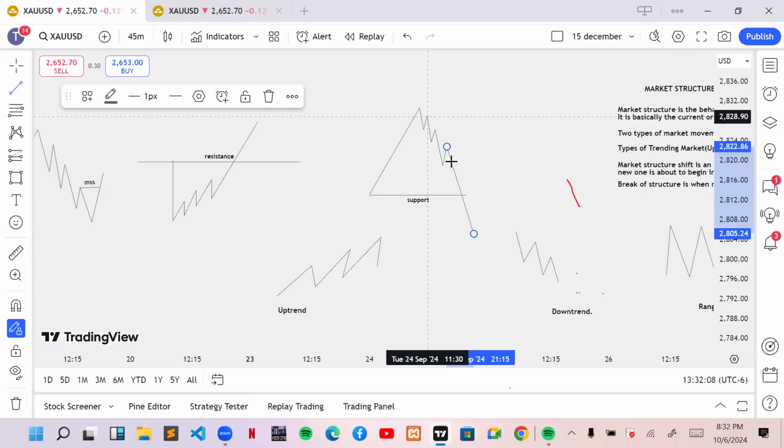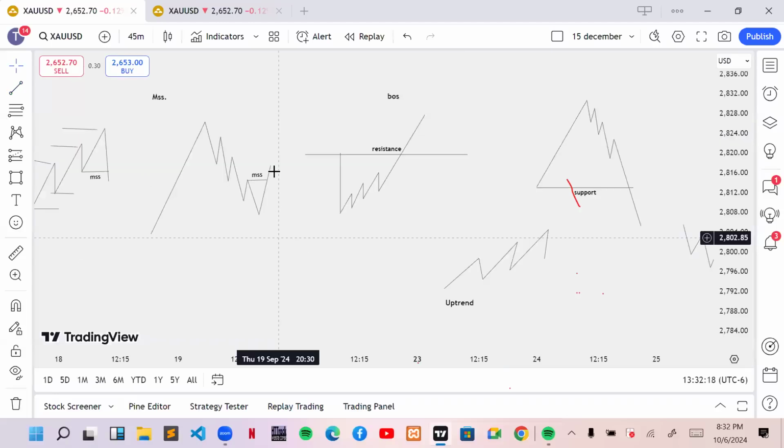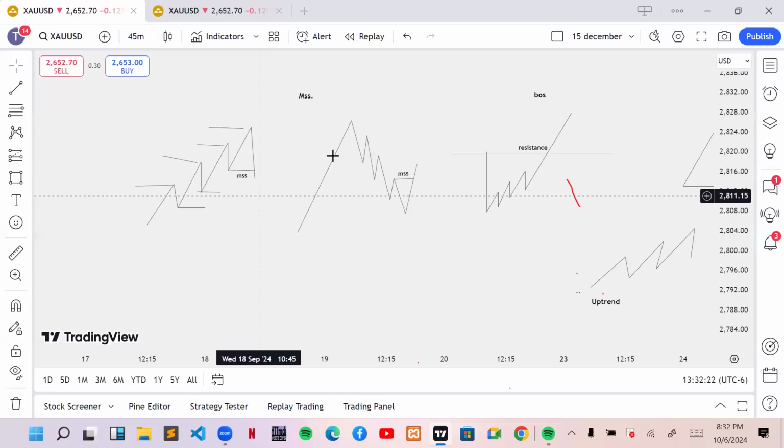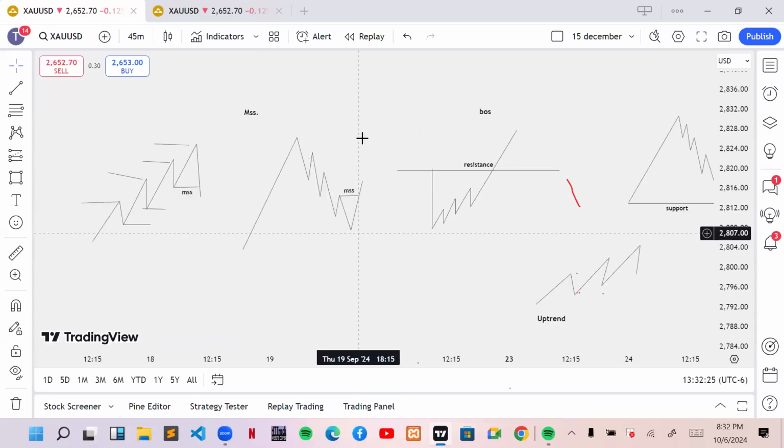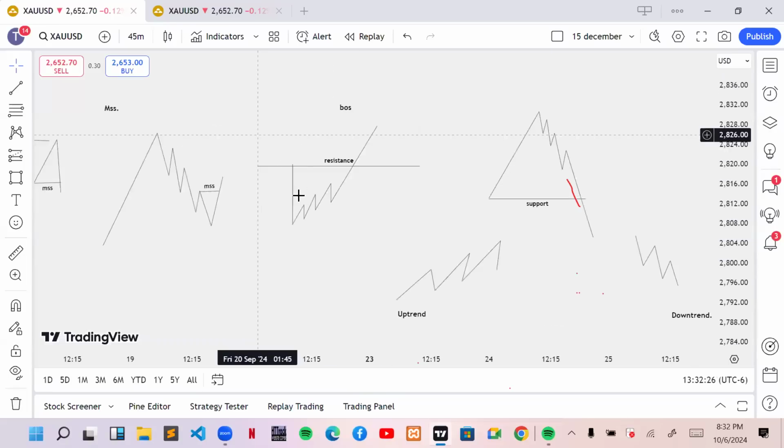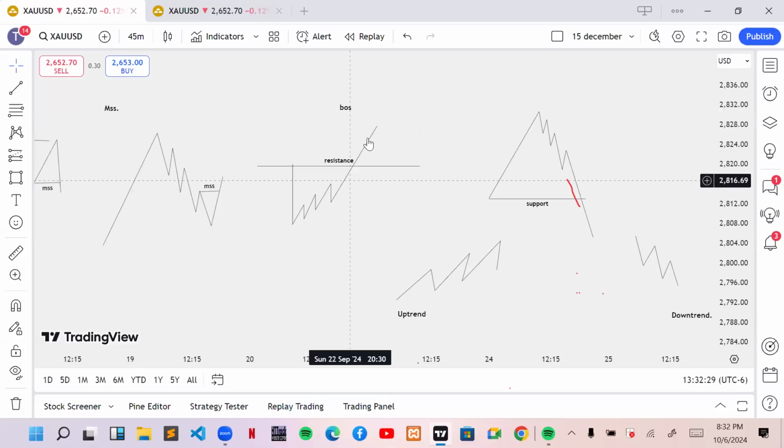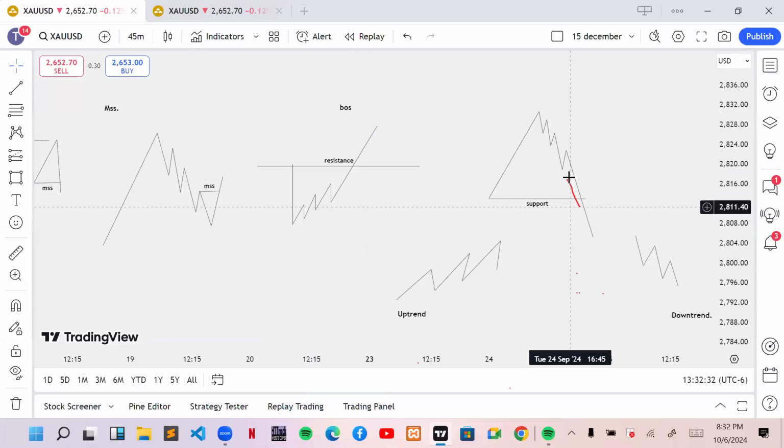If this was to be a market structure shift, the market should actually break structure and then change direction to the upside. That is the difference between a break of structure and a market structure shift. Pay attention. This is a market structure shift. Previously on an uptrend, it changes direction to the downside. Previously on a downtrend, it changes direction to the upside. For break of structure, previously on an uptrend, it still broke structure on the upside. Previously on a downtrend, it still broke structure to the downside. That is the difference between break of structure and market structure shift.